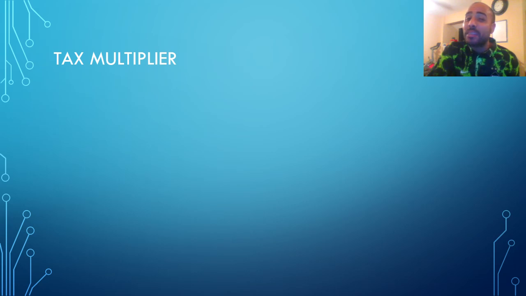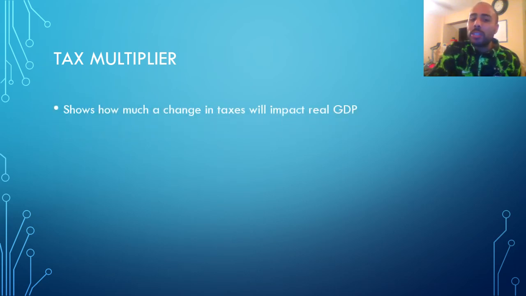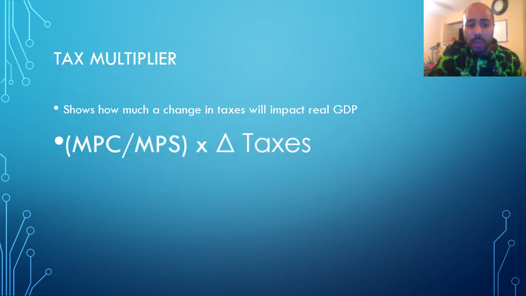Now, the way the government can know how cutting or raising taxes will affect the economy is through something called the tax multiplier. That shows how much a change in taxes will impact our real GDP. It's kind of like the spending multiplier, but it's for cutting or raising taxes. So the tax multiplier is MPC divided by MPS times the change in taxes. So go ahead and write that one down. MPC is marginal propensity to consume. MPS is marginal propensity to save. Hopefully you still remember what those things are.